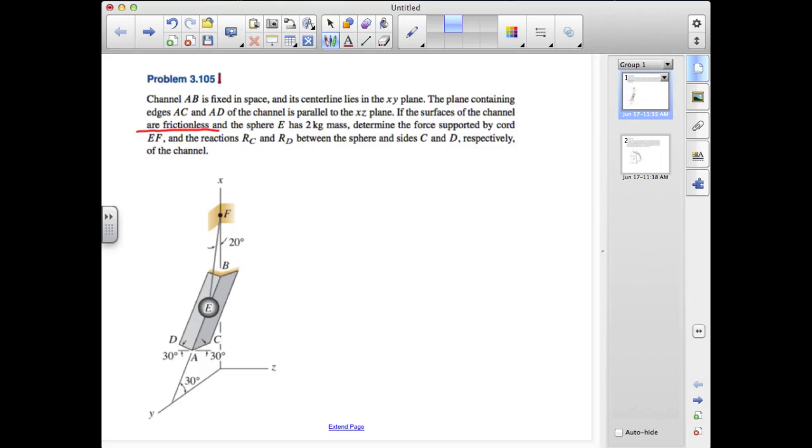determine the forces supported by chord EF and the reactions RC and RD between the sphere and sides C and D respectively. Take a moment now to pause this video and resume playing when you are ready to see a solution.